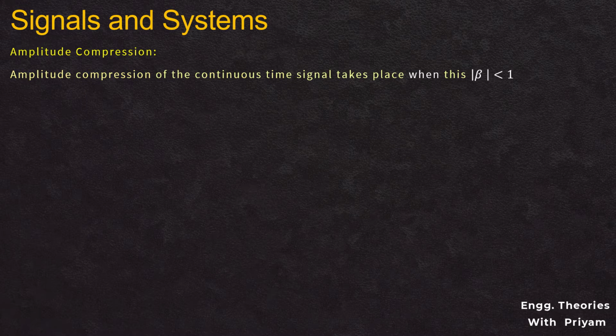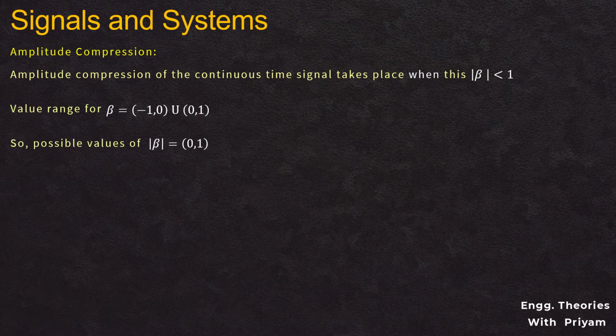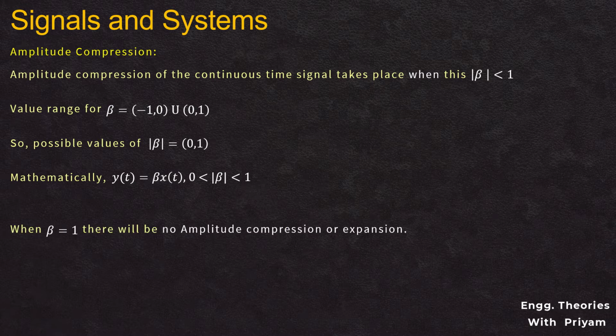Another case of the amplitude scaling of the continuous time signal is the amplitude compression. Amplitude compression of the continuous time signal takes place when modulus of beta is less than 1. The possible value range for beta is the union of minus 1 to 0 and 0 to 1. So the possible value range for modulus of beta is from 0 to 1. Then mathematically the case of the amplitude compression can be written as y(t) is equal to beta into x(t), where the value of beta lies between 0 to 1. When beta is equal to 1, then there will be no change in the amplitude of the continuous time signal. The signal will be the same as the original continuous time signal.